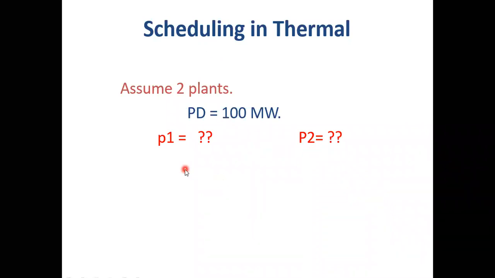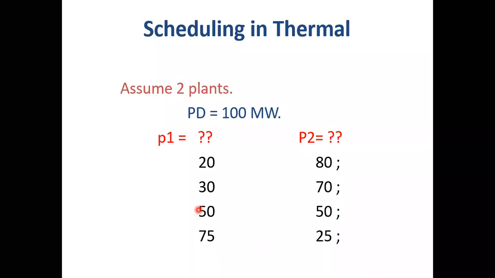For example, if P1 is equal to 20, what would be the value of P2? 80, because P1 plus P2 is always equal to 100 megawatts. Similarly, when P1 is equal to 30, P2 is equal to 70. Like this, you can allocate any value to P1 and at the same time to P2. I can allocate P1 equal to 50, so that P2 is equal to 50.